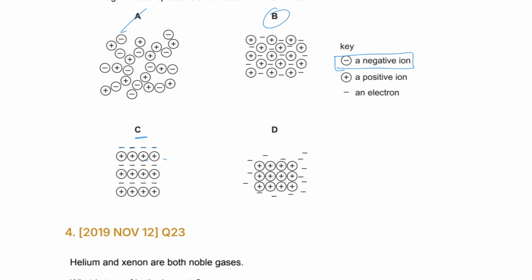The electrons are moving throughout the structure. It's not like they're just present like this. It's not like there are 4 electrons here, 4 here, 4 here. They're delocalized. They're moved all across. So C is wrong. And D, all the electrons are shown outside the structure, which is wrong. They're inside as well. They're everywhere, throughout the structure, in and out, right? So D is also wrong.